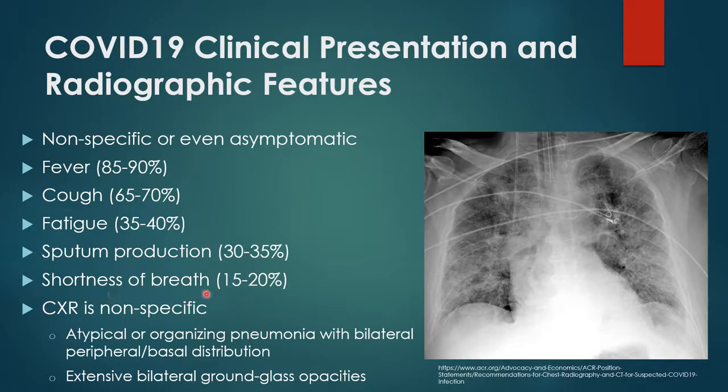Unfortunately, the chest x-ray is very nonspecific. This is your typical COVID-19 chest x-ray, and this looks a lot like another 10 or 12 presentations. But typically you have an atypical or organizing pneumonia with bilateral peripheral basal distribution with extensive bilateral ground glass opacities, especially showing up on CT.